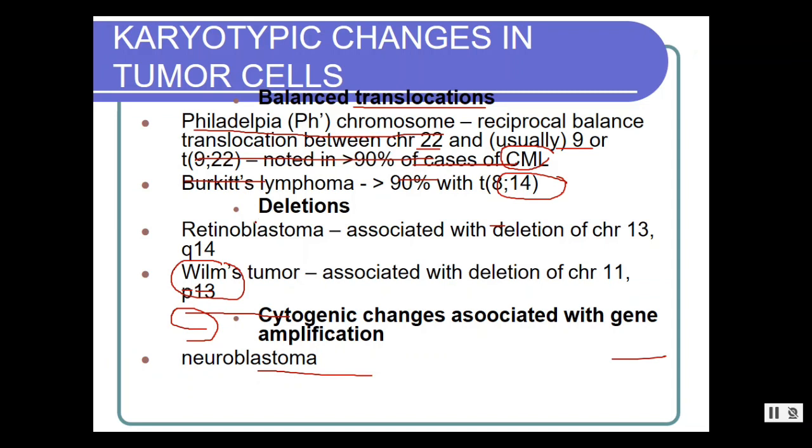The other is deletion, something is removed. So, in retinoblastoma, there is deletion of chromosome 13. In your Q is your long arm 14. Chromosome 13, long arm 14 is deleted. While in Wilms tumor, this is a cancer of your kidneys, there is deletion of chromosome 11, P, or long arm 13. Now, if there is translocation and deletion, there is also amplification, or addition. So this is seen in neuroblastoma.